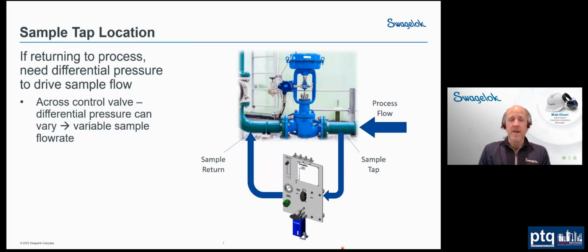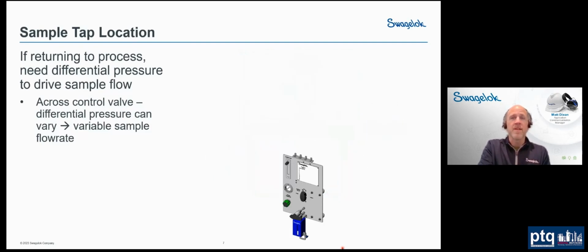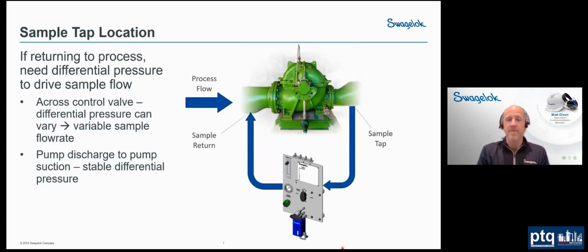That could be fine. But a better way to do it, if we have it available to us, would be to sample across a pump instead. When you're sampling across a pump, you have a nice stable differential pressure. So you would have your sample tap on the discharge side where the pressure is higher, and then you would have a stream that goes back through the sampler and returns back to the pump inlet or the suction side of the pump. So this is really a better way to do it if you have a pump available to you.